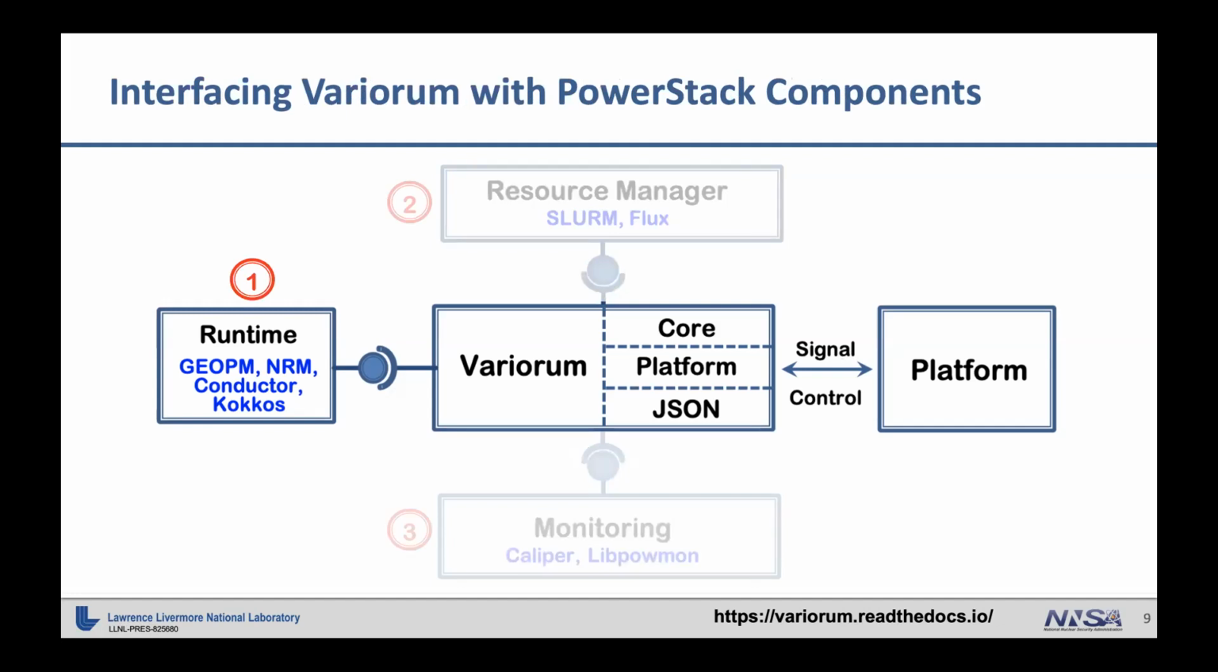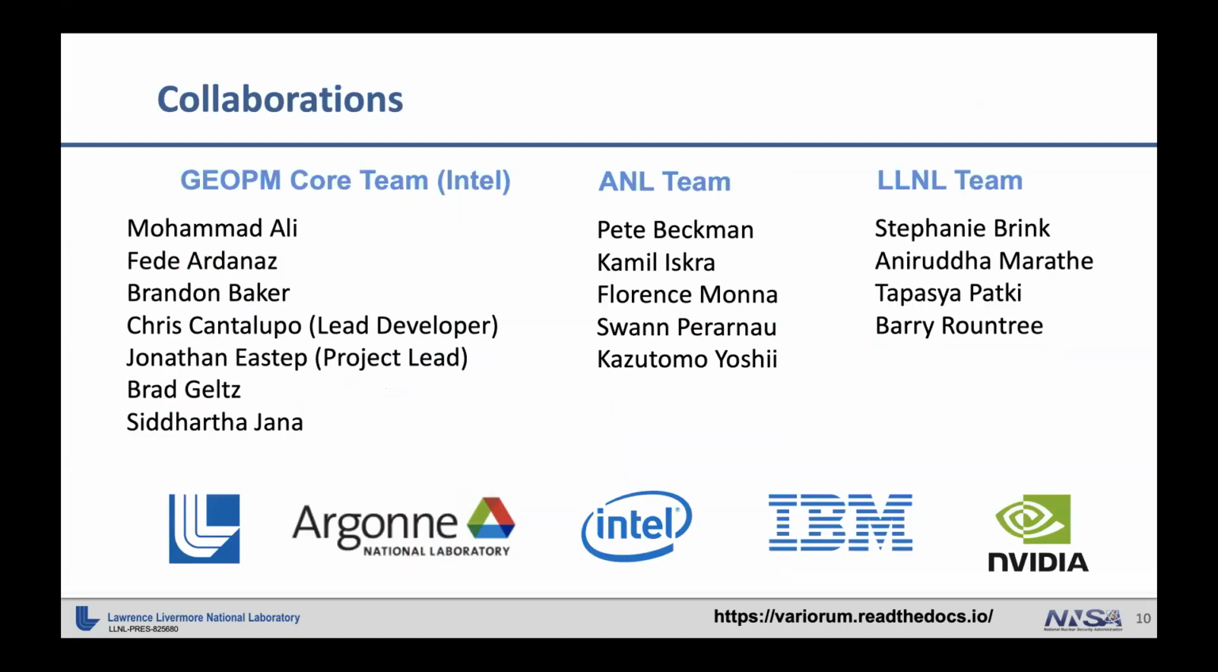So first I'll focus on the vendor neutral interfacing of third-party runtime systems with the underlying platform using Variorum. In this case, the primary focus will be on GEOPM and NRM. We'll also talk about Conductor, which is a research-based runtime system that we productized using GEOPM, and we'll touch base on Kokkos a little bit. So this work is being conducted by a multi-organization collaboration, including our colleagues from Intel, Argonne National Lab, IBM, NVIDIA. I forgot to put ARM and AMD as well. So I wanted to mention that before we begin.